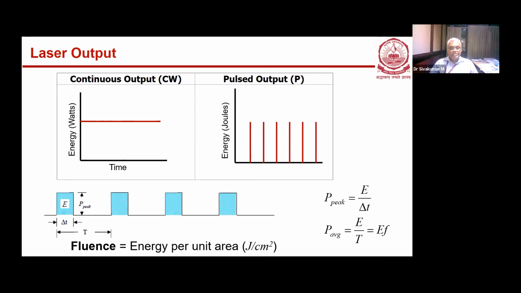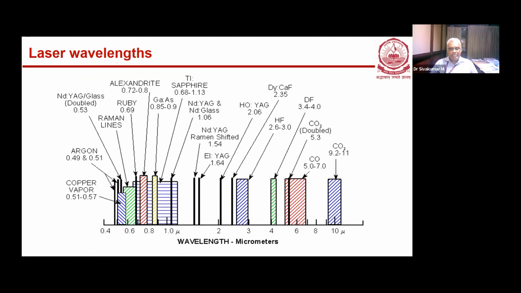Then you can see the laser wavelengths. It is almost from ultraviolet to infrared. You can produce various types of lasers. This is listed out here. So you can see that now we have the technology to produce lasers in almost all the wavelengths, actually used for several applications.